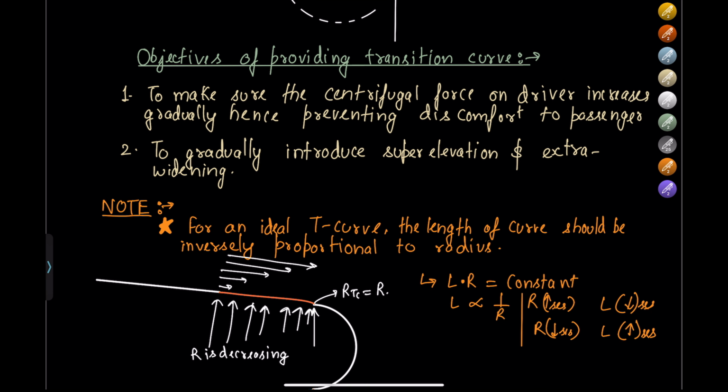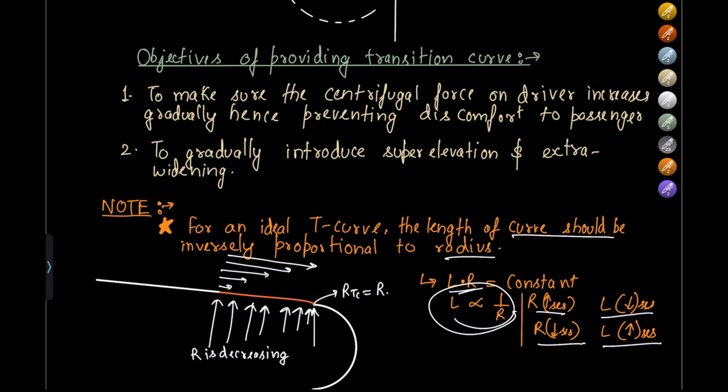So this is to be noted. For an ideal transition curve, the length of curve should be inversely proportional to the radius. That is, L and R is constant. L dot R is constant, and L is proportional to 1 upon R. As radius increases, the length decreases, and as radius decreases, the length increases.